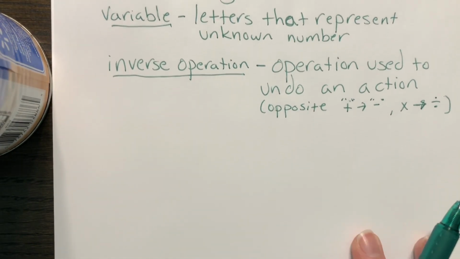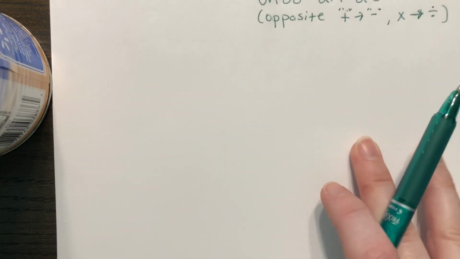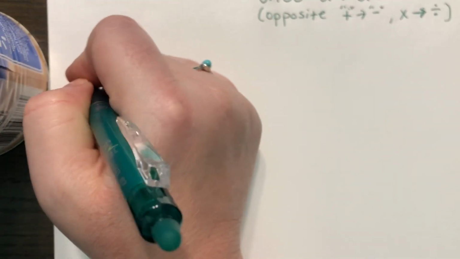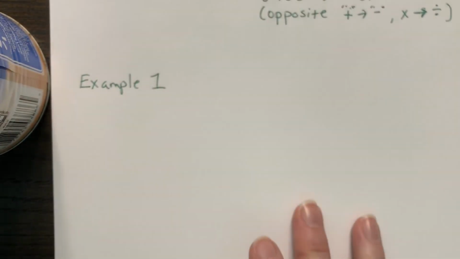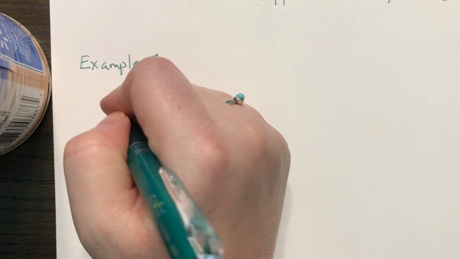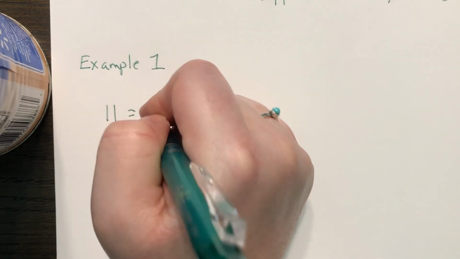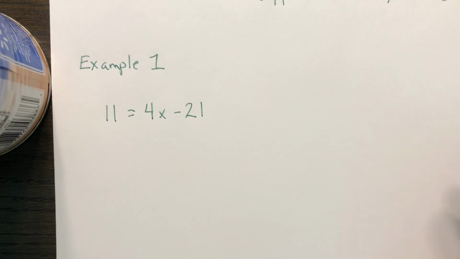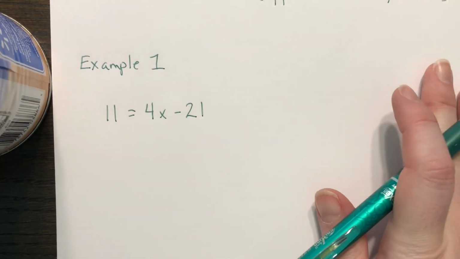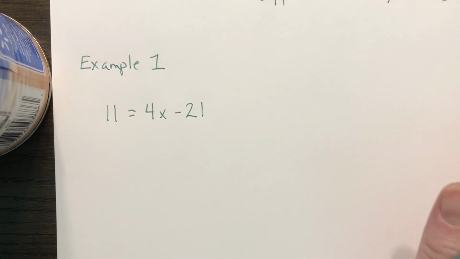All right, so let's go ahead and begin with taking notes over this. I'm gonna have my first example here that we're gonna work out together. My example here is 11 equals 4x minus 21. All right, now I'll leave some space over here. I'm gonna write down the steps on this side on what we need to do for this.